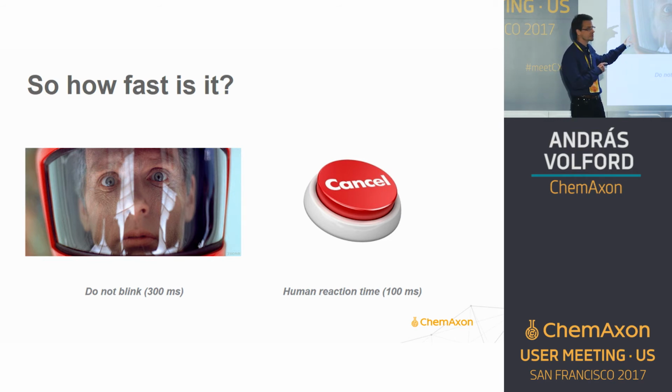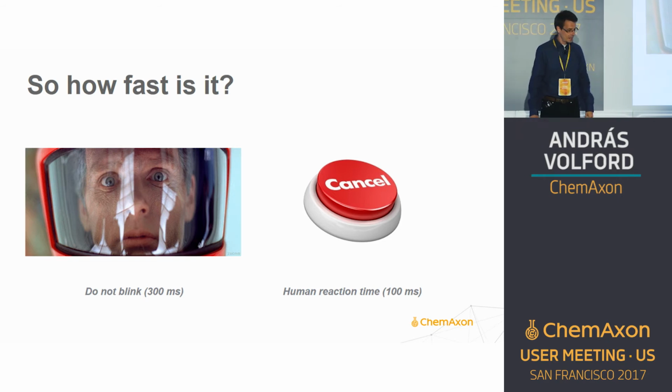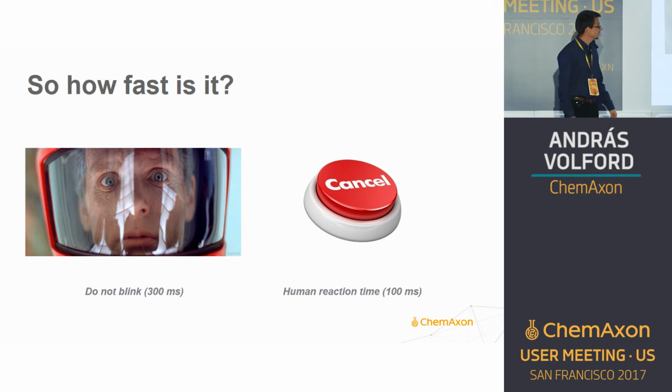This guy sometimes blinks, so he cheats. The other one, you see? The human reaction time is 100 milliseconds. So you can create a new game from it, but I don't think ChemAxon will enter the game market with the Postgres cartridge, at least not yet. So you can try to cancel the search when you have, let's say, a substructure search and the first 500 structures. Try to cancel it. It comes back in, let's say, 50 milliseconds, and the human reaction time is 100 milliseconds.